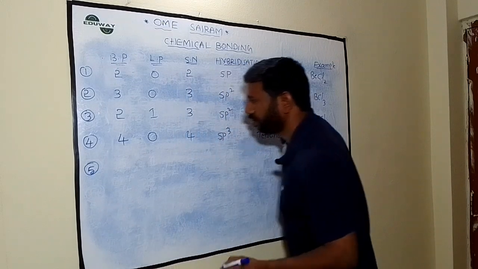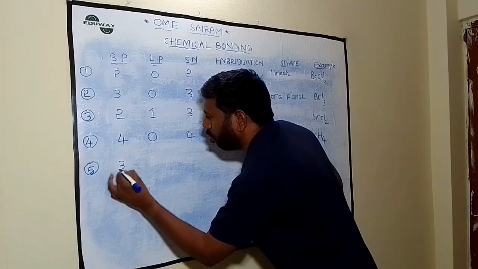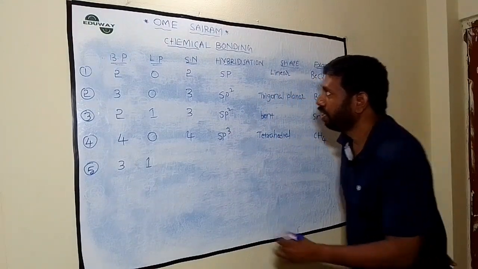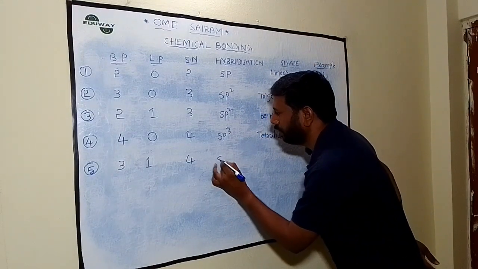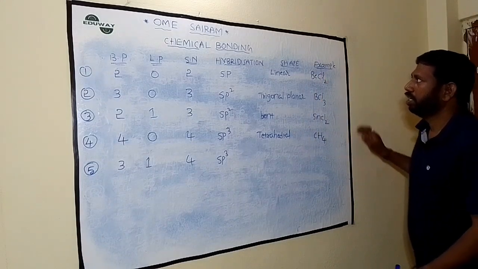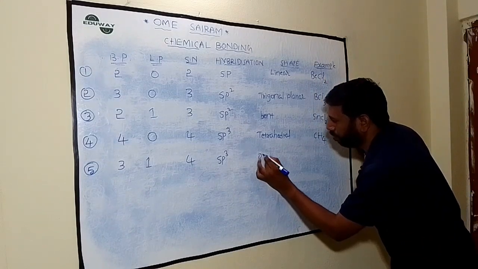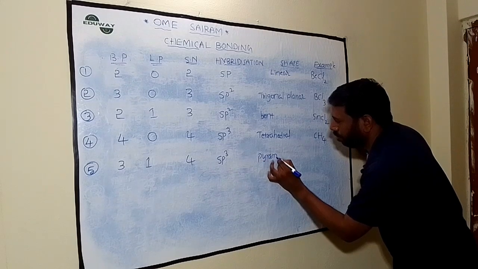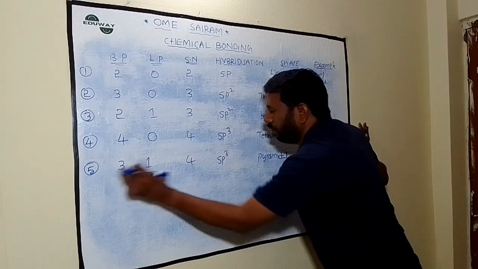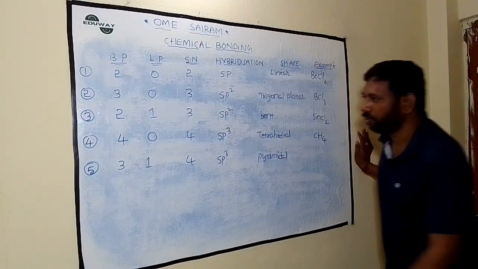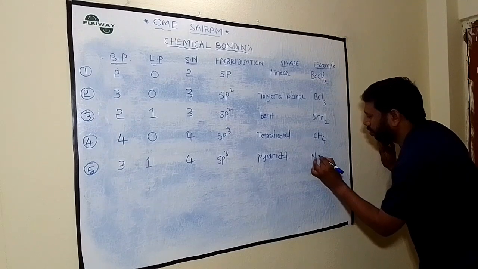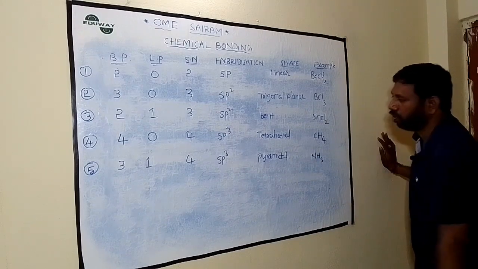Now take 3 bond pairs and 1 lone pair. Steric number 4, hybridization is sp3. If any molecule has 3 bond pairs and 1 lone pair, the geometry should be pyramidal shape. And example, bond pair is 3, that means 3 atoms attached to the central atom. NH3 contains 3 bond pairs and 1 lone pair.